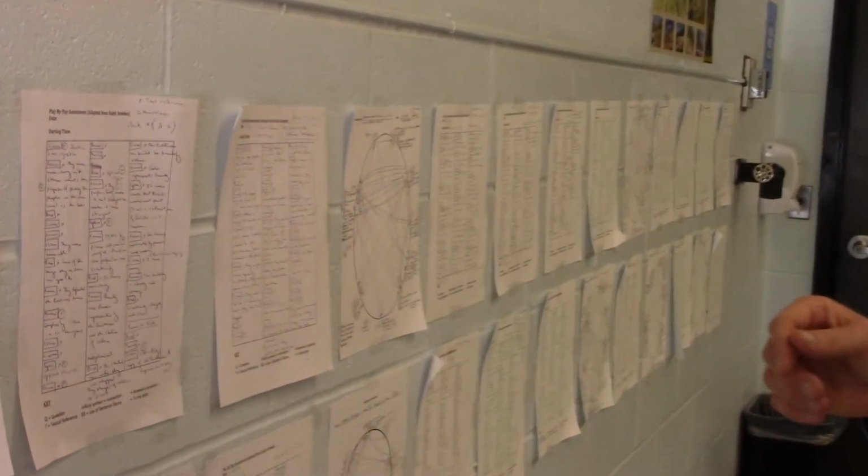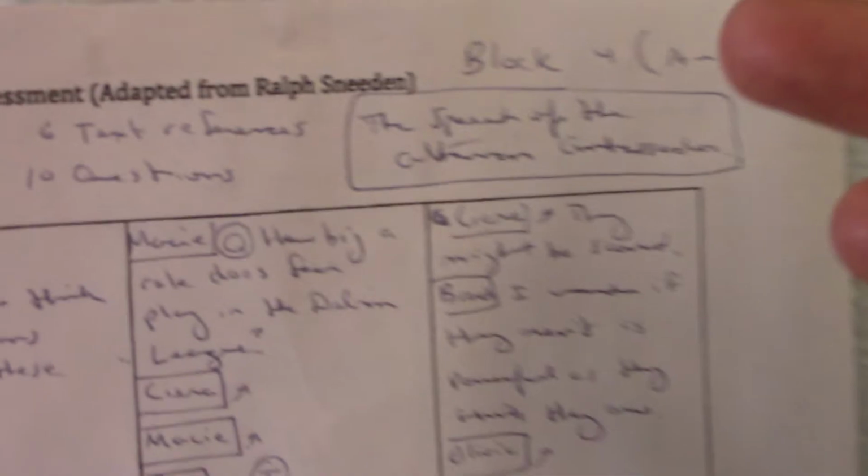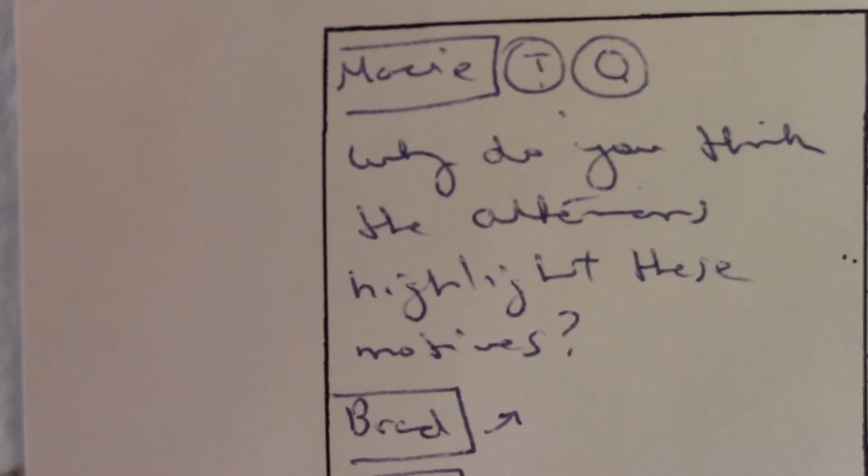Down here, if we look a little further along, there's some Three Democracies ones. This is the speech of the Athenian ambassador. Fantastic Harkness discussion on this one. Once again, you can see text references, questions, and student participation.